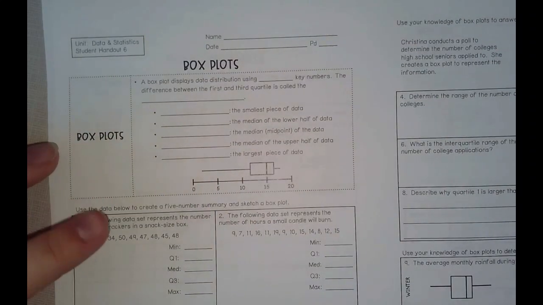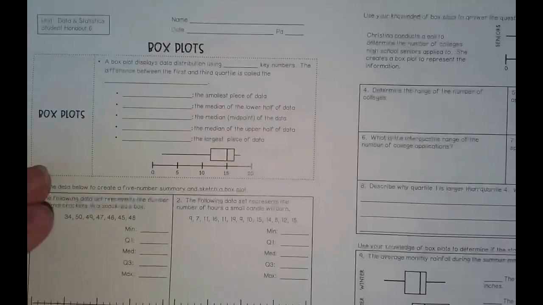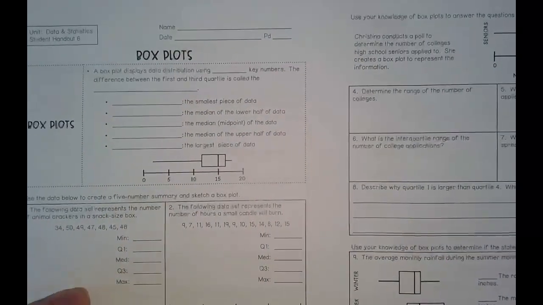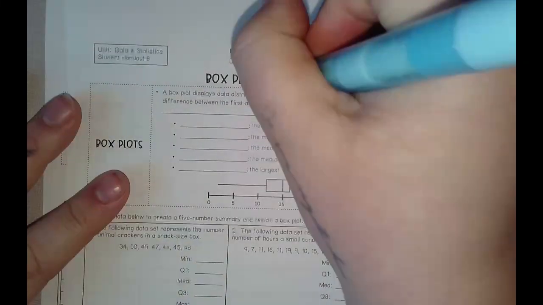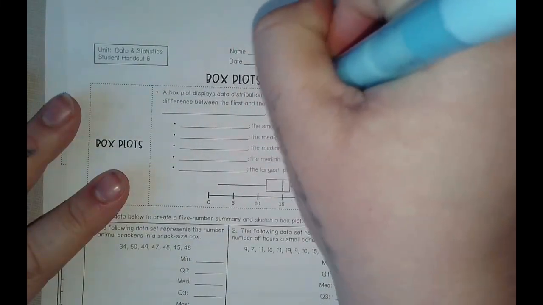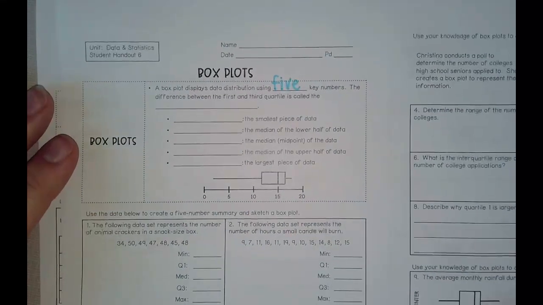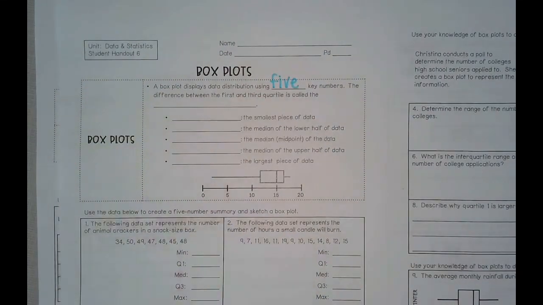Alright, so first we're going to start off with box plots. Box plots are another way for us to display data distribution using 5 key numbers. The difference between the first and third quartile is called the interquartile range.